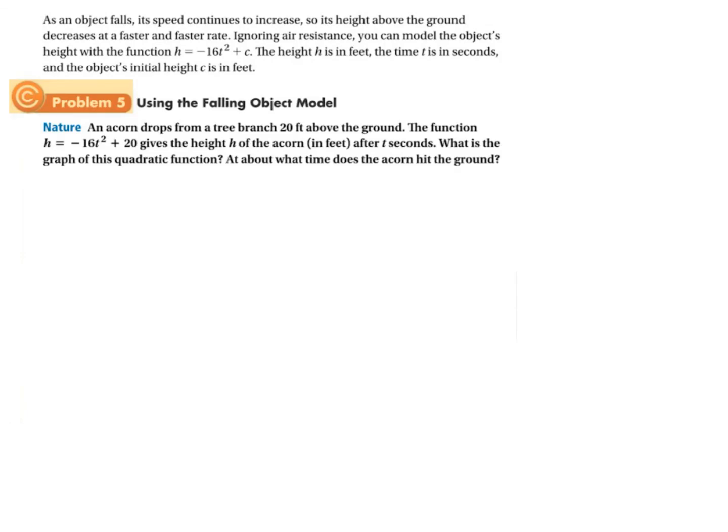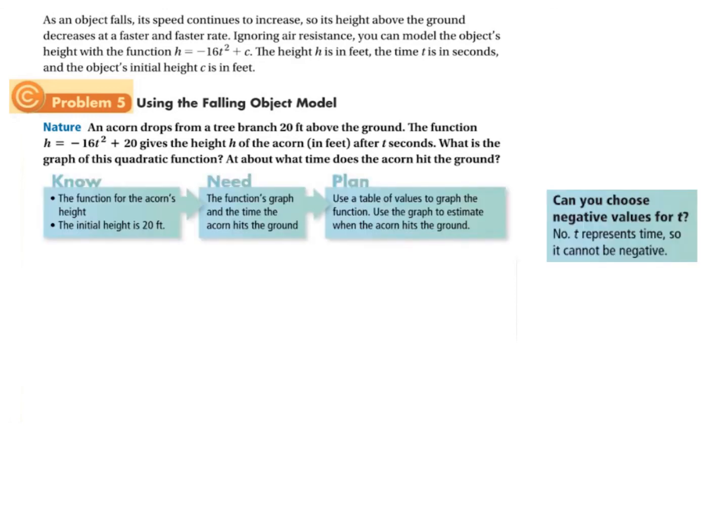So an acorn drops from a tree branch 20 feet above the ground, so that's the +20 that's there. This -16t squared is standard for anything that gets dropped. That's just gravity at work. That gives the height of the acorn in feet after T seconds. What's the graph of it and at about what times does the acorn hit the ground?